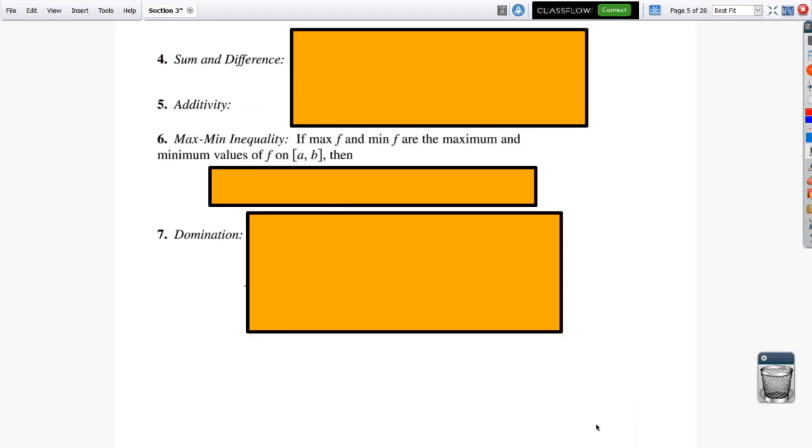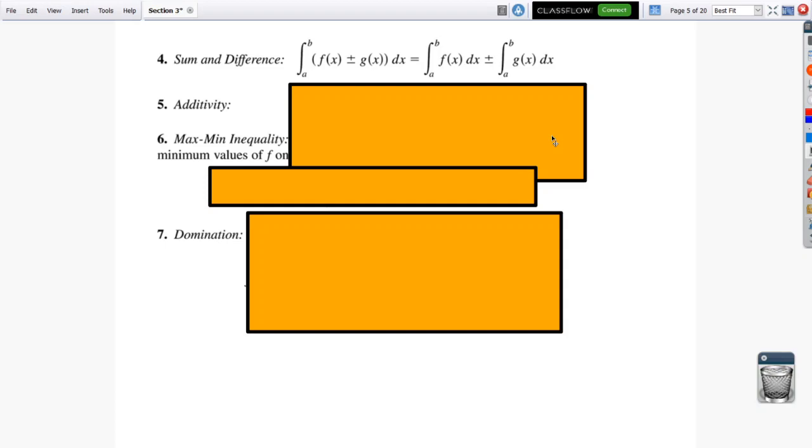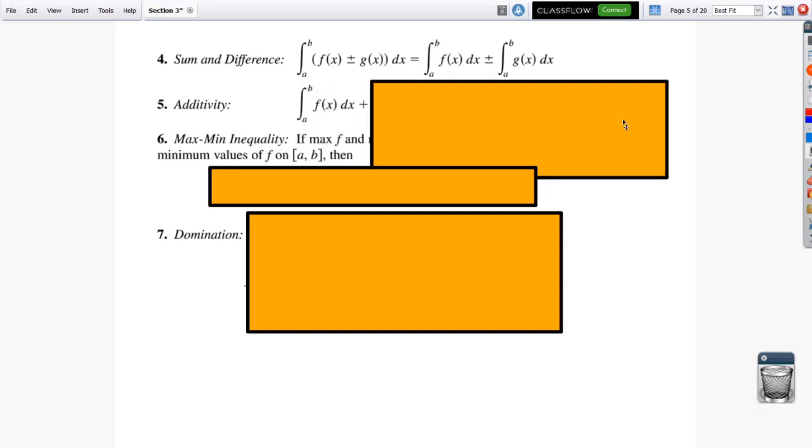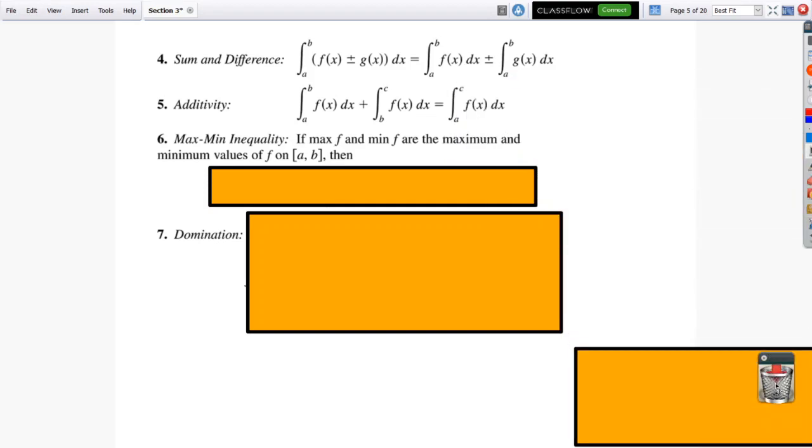Yeah. Next thing we look at is additivity. I don't know why I have sum and difference listed twice, but I do. Additivity is talking about when you combine two integrals that have the same integrand. So if the integrand is the same, then the integral from a to b of f of x dx plus the integral from b to c of f of x dx is equal to the integral from a to c of f of x dx.